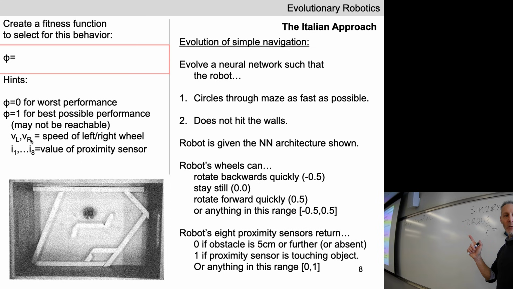For homework, I want you to try and take all of these 10 variables, put them into a function such that if an evolutionary algorithm tried to maximize phi, this fitness function, you'd get a robot that circles through the maze as fast as possible and does not hit the walls.